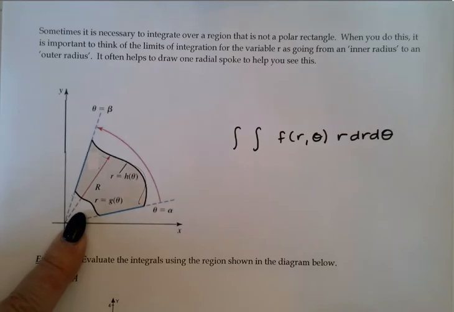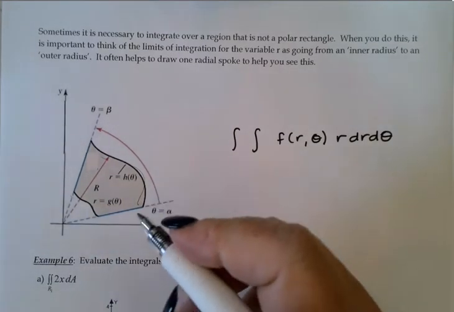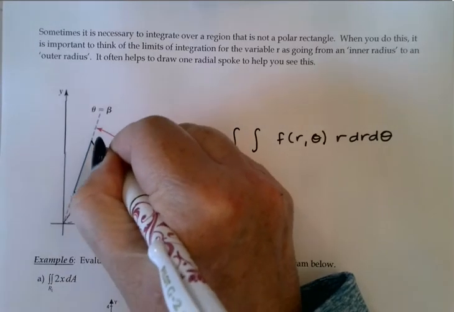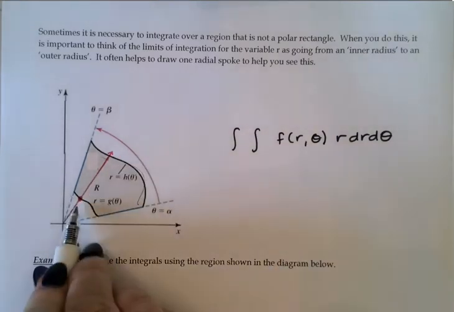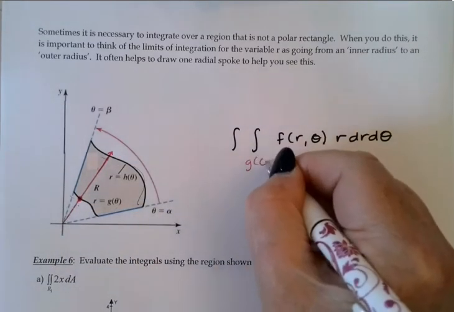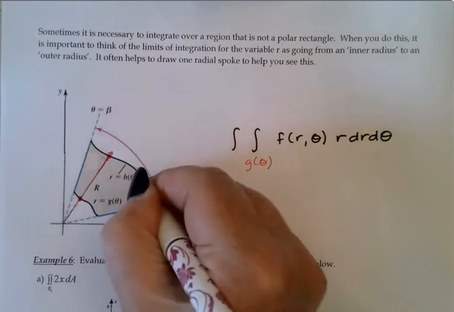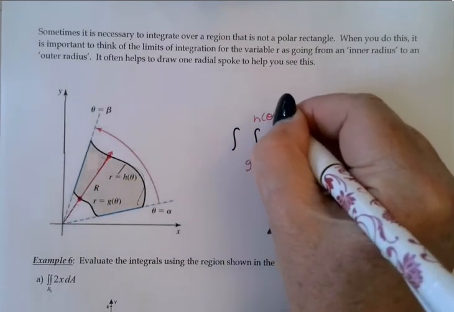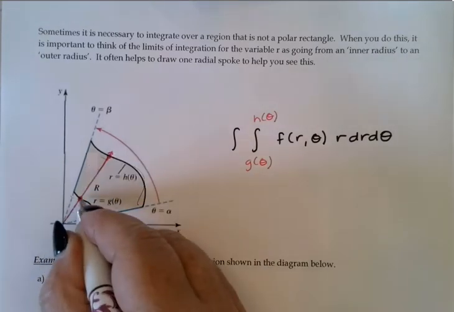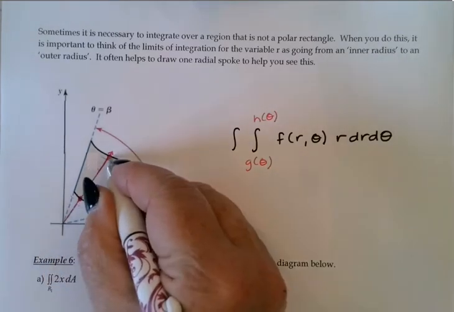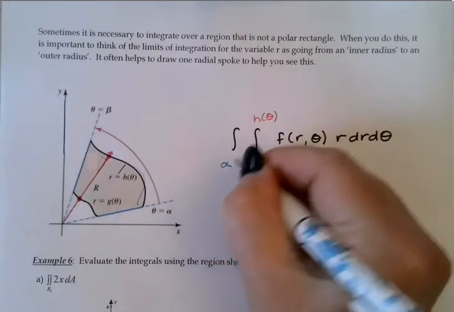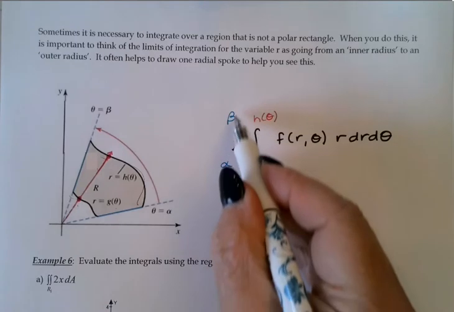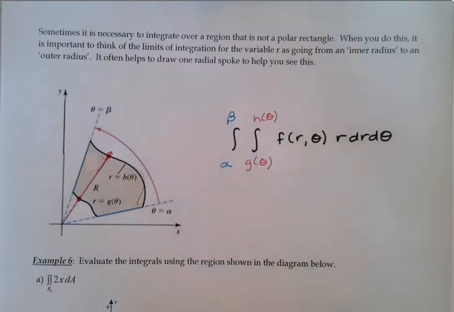But to set up our limits of integration this time, we'll continue to use the idea of this radial spoke. The picture that I stole here actually already started to put this in. We enter our region here at r equals g of theta, and we exit our region here at h of theta. So always think from the origin out. Where do you start going into your region, and where do you leave the region? That'll give you your limits of integration. The theta values from alpha to beta will still be constant. Again, remember the outer limits of integration must be constant, and so that's important.